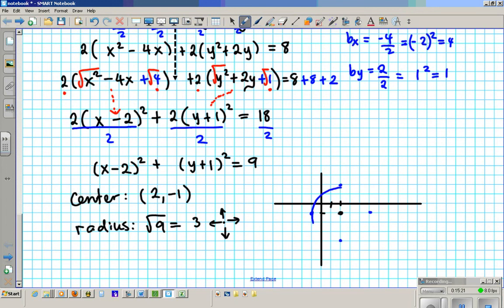Okay? So that's that. The only thing that makes this one a little bit longer is the presence of that 2 in front there. That's what makes it complicated.